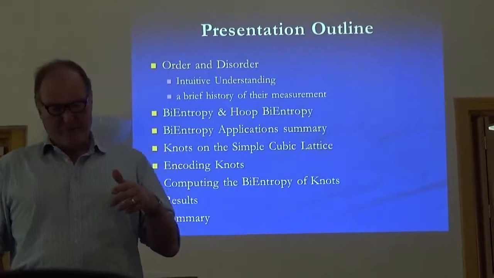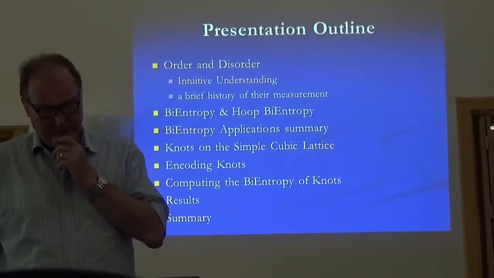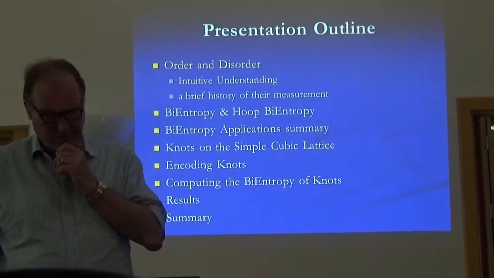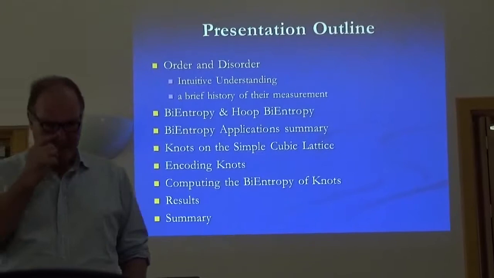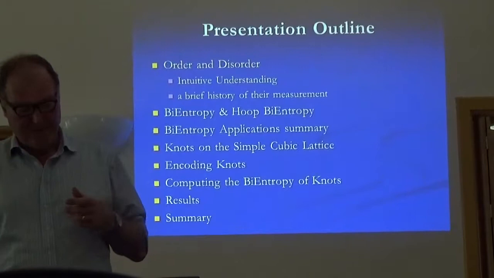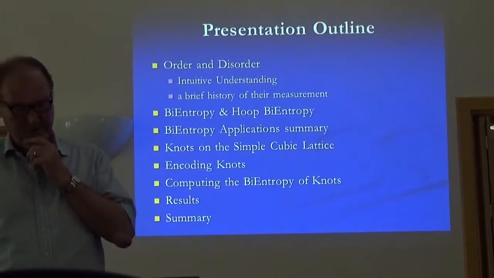When I developed BiEntropy, I tested it out in four or five areas, including prime number theory, which is quite interesting. But since then, about five different groups of people around the planet have been applying it in a number of different fields, which is quite interesting. Okay, so having introduced BiEntropy, I'd like then to talk about its application in the area of knots. I'll show what we've got to do to a knot to turn it into binary form, how we compute the BiEntropy of a knot, and what results we got out of that process.